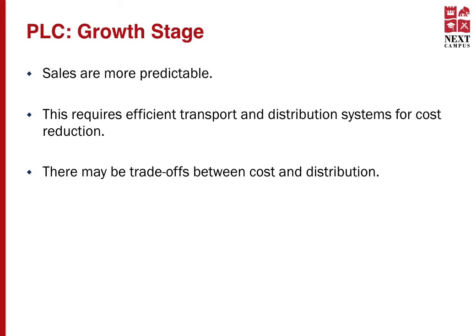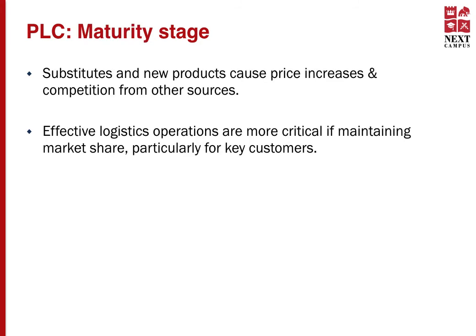The growth stage. Here sales are more predictable. This requires efficient transport and distribution systems for cost reduction. There may be trade-offs between cost and distribution. Then we come to the maturity stage. Substitutes and new products cause price increases and competition from other sources. So effective logistics operations are more critical in maintaining market share, particularly for key customers.